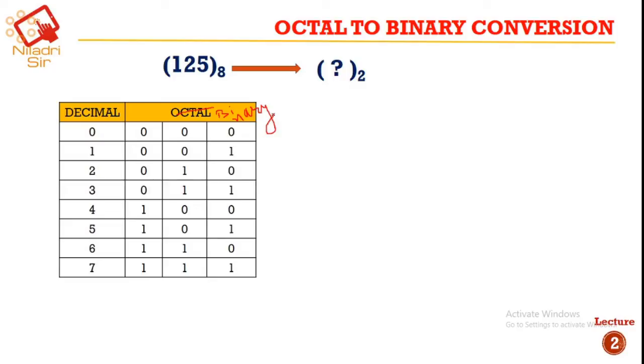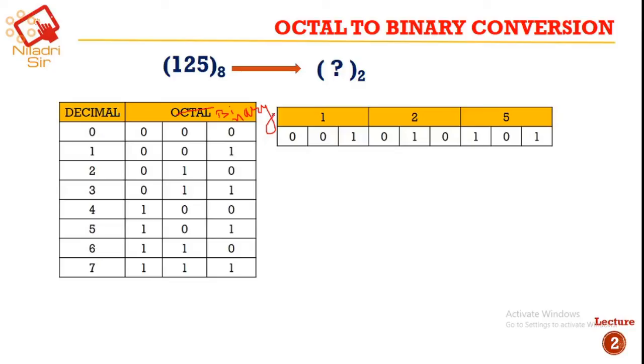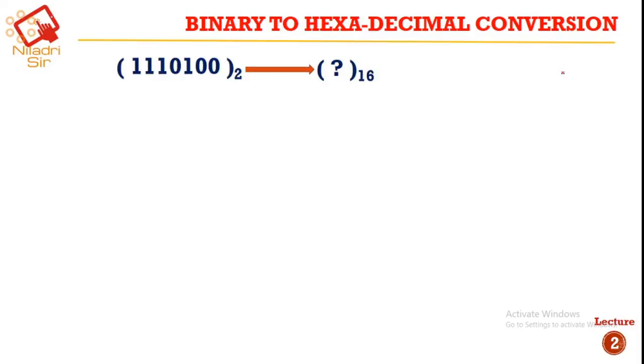And we have to convert 125 into binary. So what will we do? The 125 we have written here. Now 1 is 001, we have written 001. What is 2? 2 is 010, we have written 010. What is 5? It is 101, this is 101. So the answer will be 001010101. Okay, so we have written all the numbers, and this is the answer.